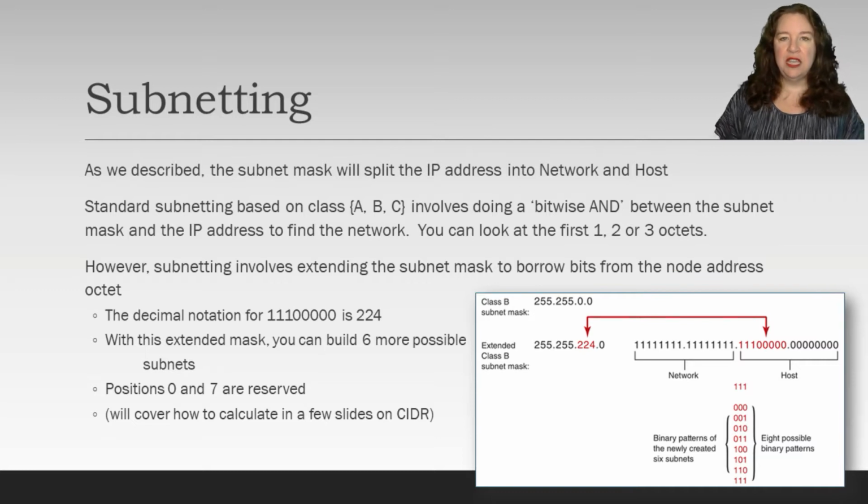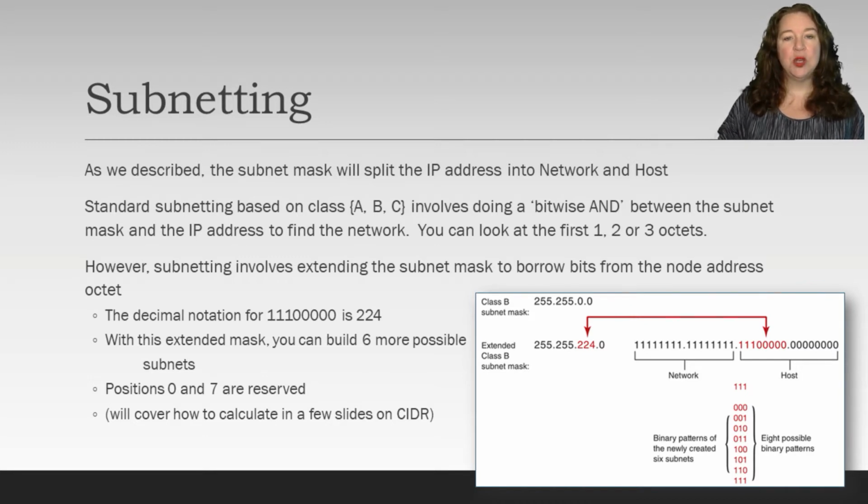Now, in your new binary patterns, the 0 and the 7, in this case the top and the bottom, the all zeros and the all ones, no matter how many binary bits you borrow, are going to be reserved. We're going to talk about what they're reserved for in a minute, but you can't use those two positions to make your new subnets. So 0 and 7 are reserved. We had a possible of 8. So 1 through 6 are allowed to be new networks, new subnets that we can use.